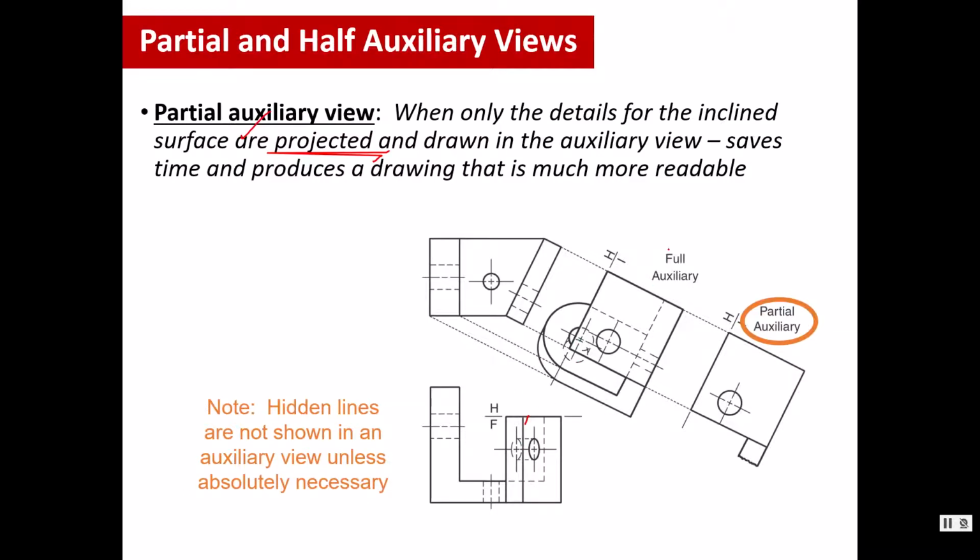For instance, like this one, this is the full auxiliary view. However, it's a bit too complicated and we don't want this part. So what we can do is just to omit this part and just represent the partial auxiliary view, which is this part, the part that we want. And hidden lines are not shown in the auxiliary view unless absolutely necessary. So sometimes the hidden line will cause the view to be harder for us to read, so we just omit the hidden line.